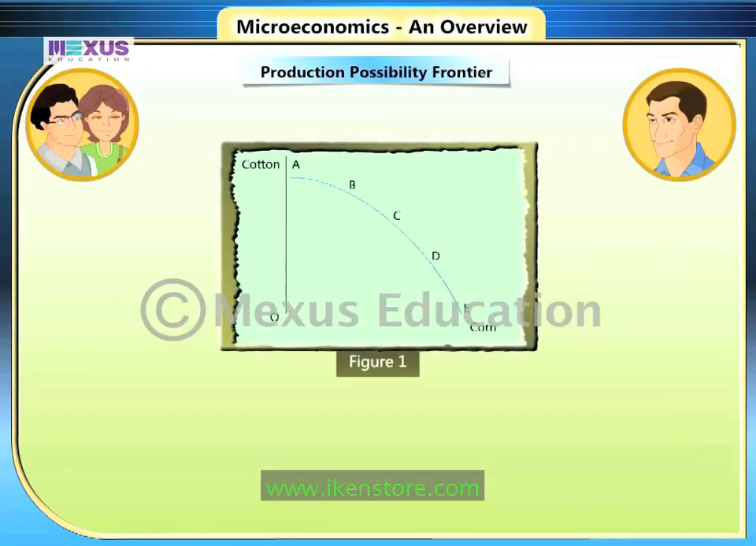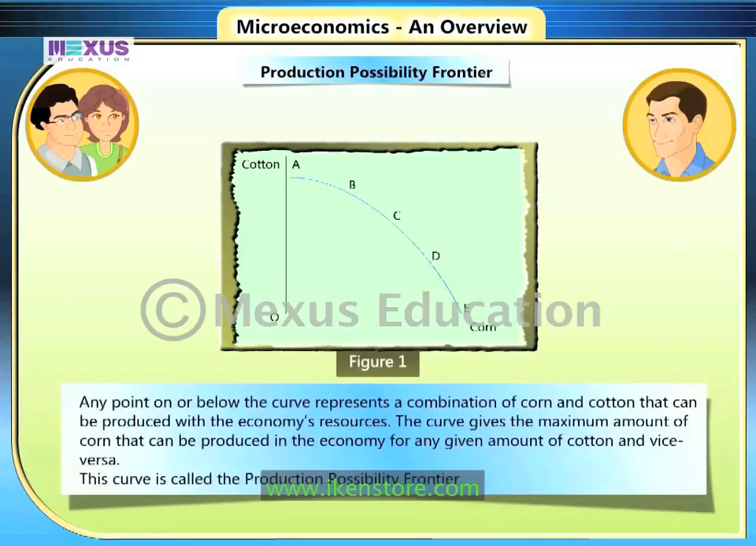Figure 1 illustrates the production possibilities of the economy. Any point on or below the curve represents a combination of corn and cotton that can be produced with the economy's resources. The curve gives the maximum amount of corn that can be produced in the economy for any given amount of cotton and vice versa. This curve is called the production possibility frontier.